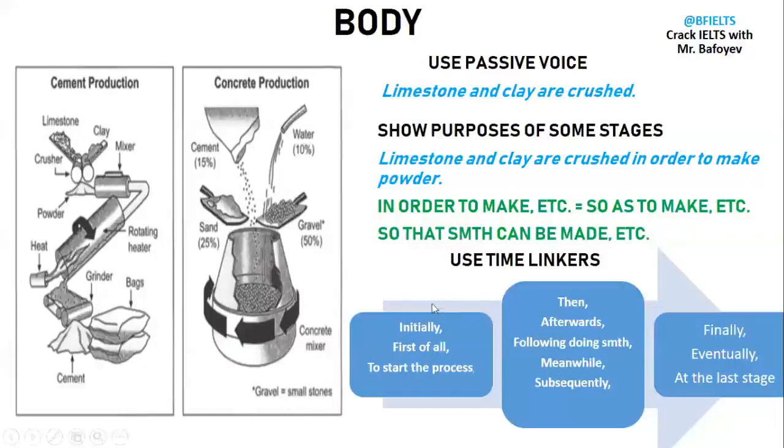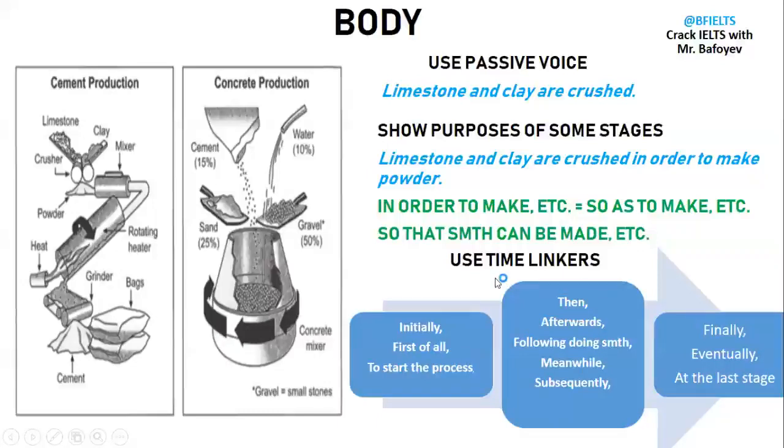If you want to show the start of the sentence, you can say something like initially, first of all, to start the process. And let's look at how this first sentence, when we put here "limestone and clay are crushed", can be improved by adding these two elements, purpose and link. Instead of "limestone and clay crushed", a much more effective sentence will be: initially, limestone and clay are crushed in order to make powder. Now this is a much more effective sentence.